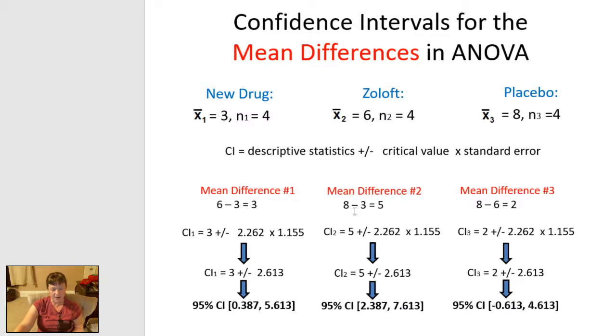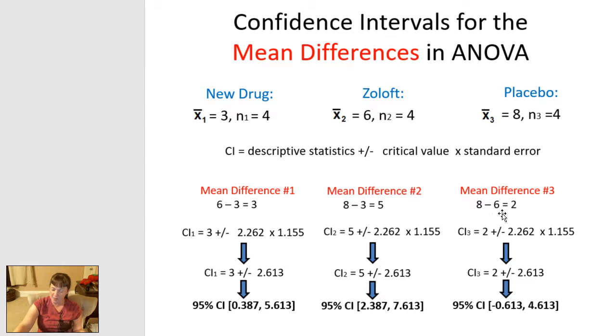And then I do the same thing when I compare the placebo of 8 to the new drug, right? I multiply 2.262 by 1.155, and I've already done that, and that's 2.613. I both add and subtract that from 5. So I can be 95% confident that the real difference in depression between people who take the placebo and people who take the new drug is somewhere between 2.387 and 7.613. So not zero.